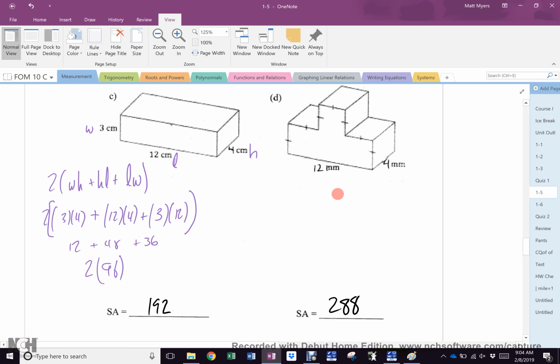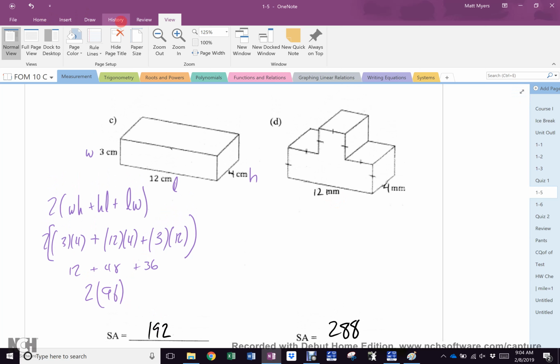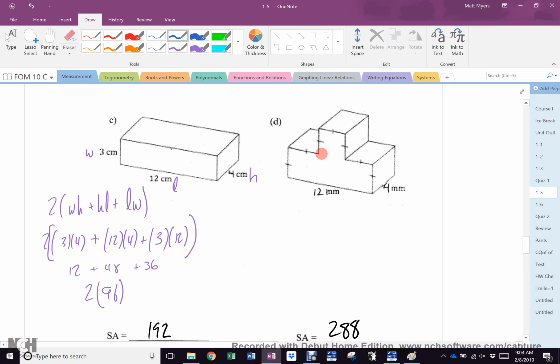Now, there are a ton of ways to do D. Most of you probably did one of these things. Most of you remembered grade 9, probably cut that in half, called this prism 1, this prism 2, and did the surface area of prism 1 plus the surface area of prism 2 and subtracted 2 overlaps. That's what most of you probably did because that's what most of your grade 9 teachers probably taught you. I hate that. I don't do that. What I do is this.